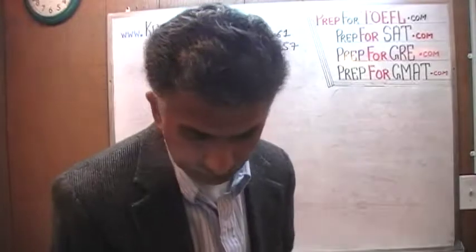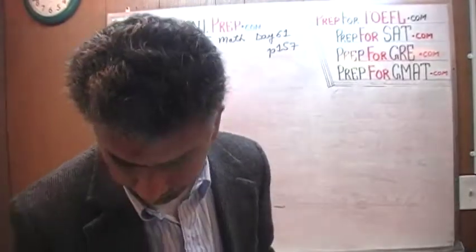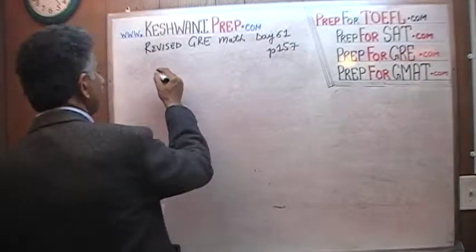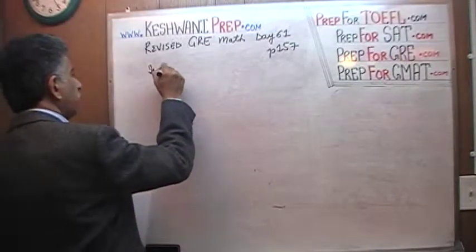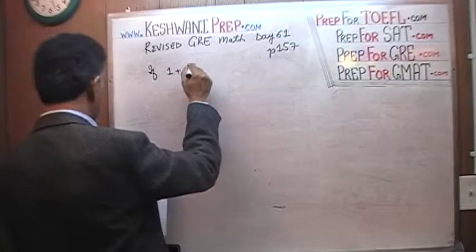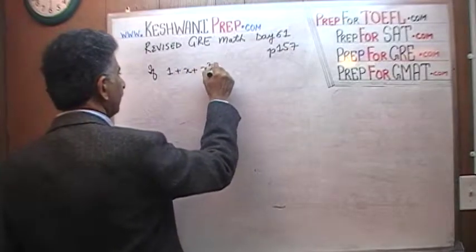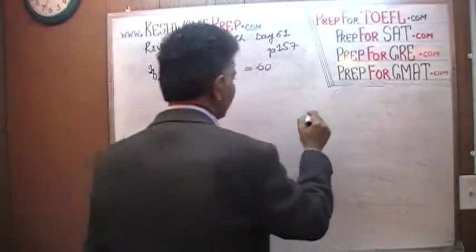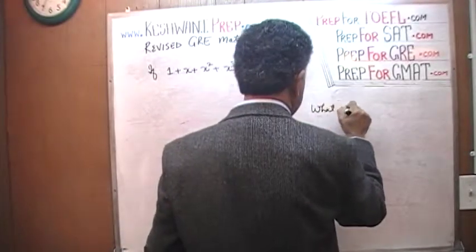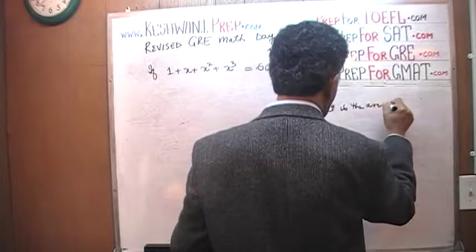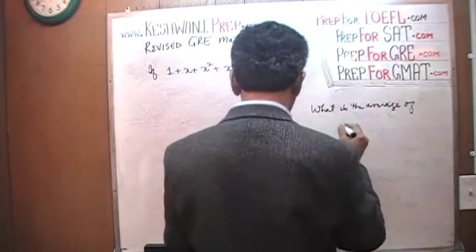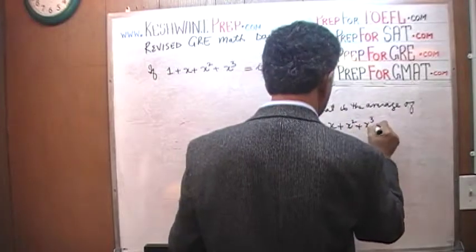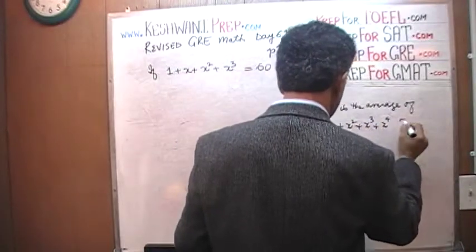It says, if 1 plus x plus x squared plus x cubed equals 60, then the question simply is, what is the average of this quantity, x plus x squared plus x cubed plus x to the 4th? That's all. What's the average of this quantity?